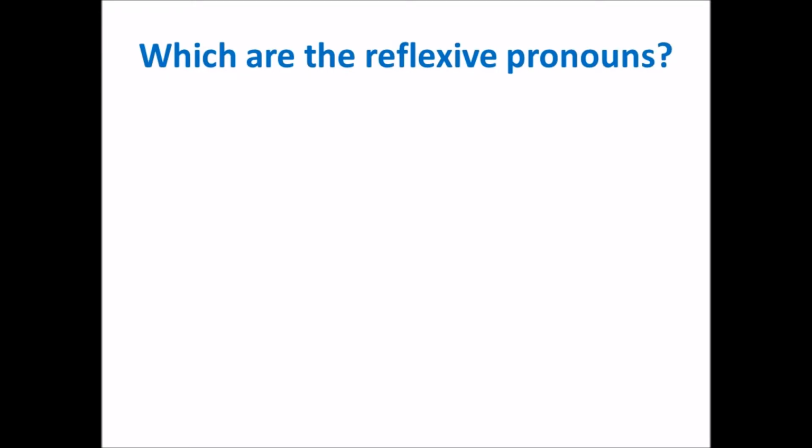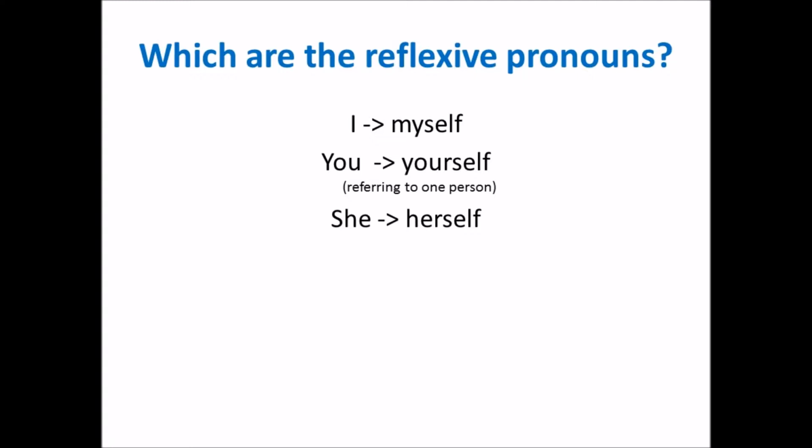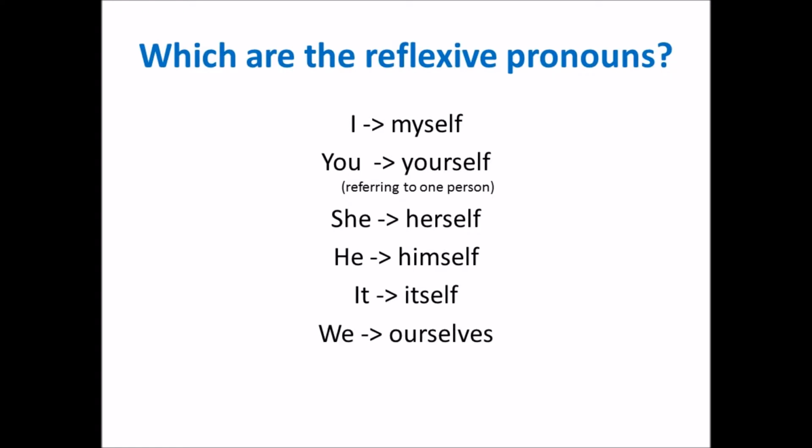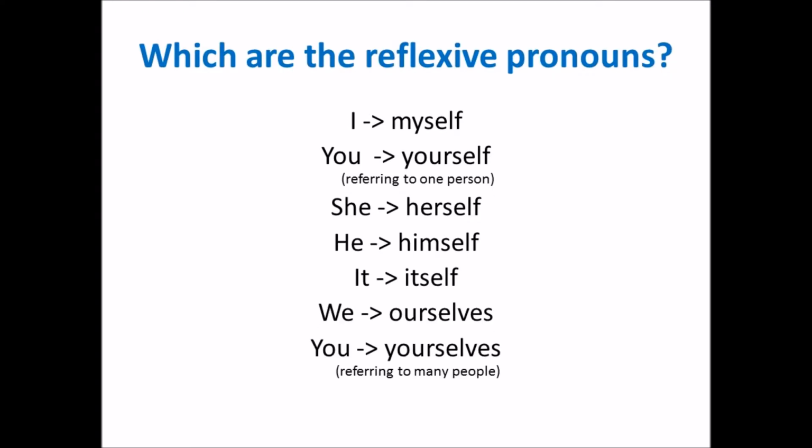Here they are. The reflexive pronoun for I is myself. You, yourself. Note that we use this reflexive pronoun when we address one person only. She, herself. He, himself. It, itself. We, ourselves. You, yourselves. Note that we use this one when we address two or more people. They, themselves.